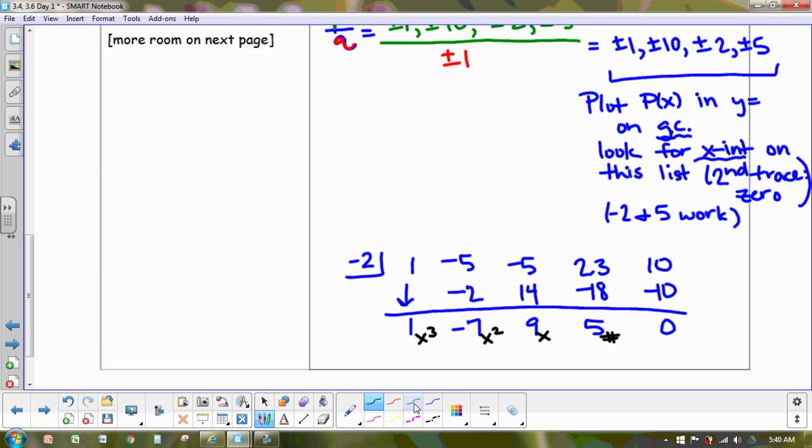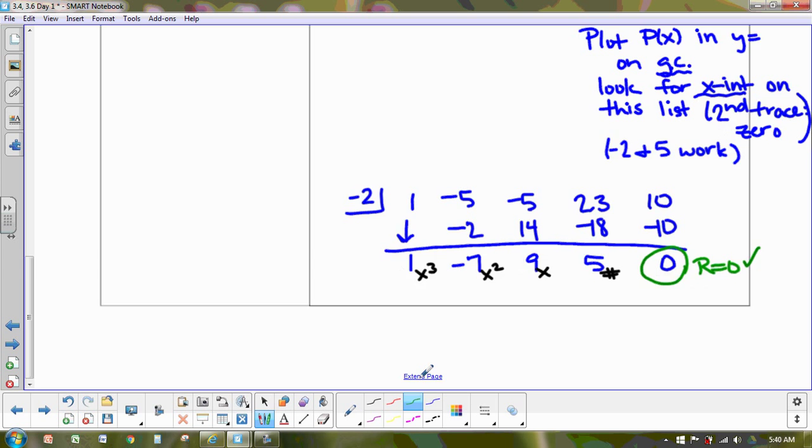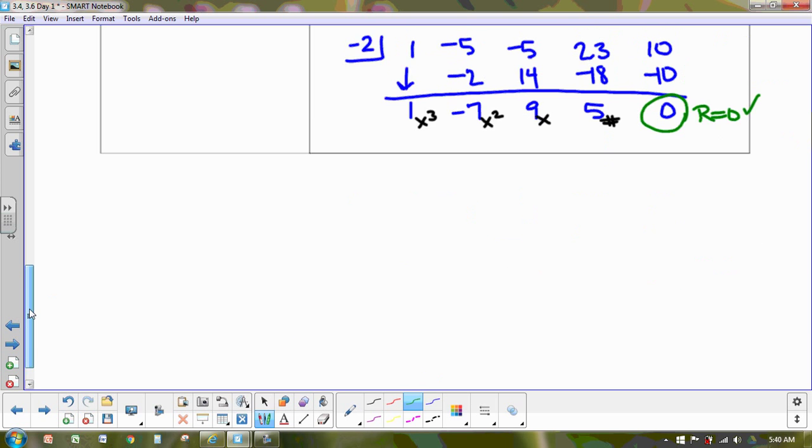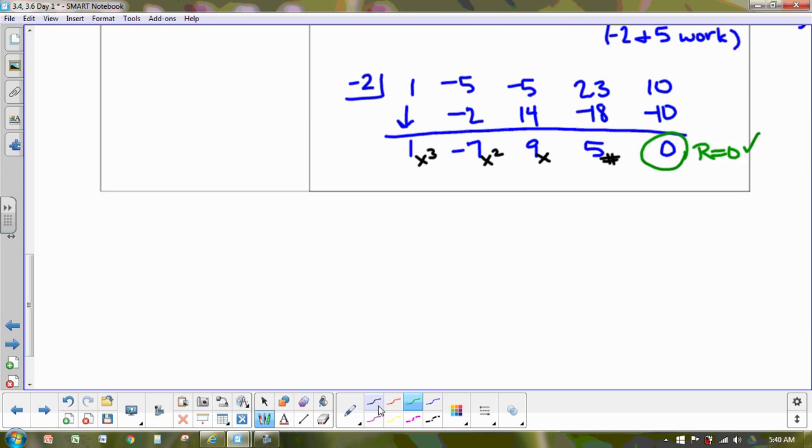You have to actually verify that you get a remainder equal to 0 because that means it goes in evenly and that means you have a factor. So you must make sure that you verify that. Well then, we have to talk about how we use all this information. So we know how we use the bottom information. The number in the box really meant that we were dividing by x plus 2 because we always change the sign of the number in the box.